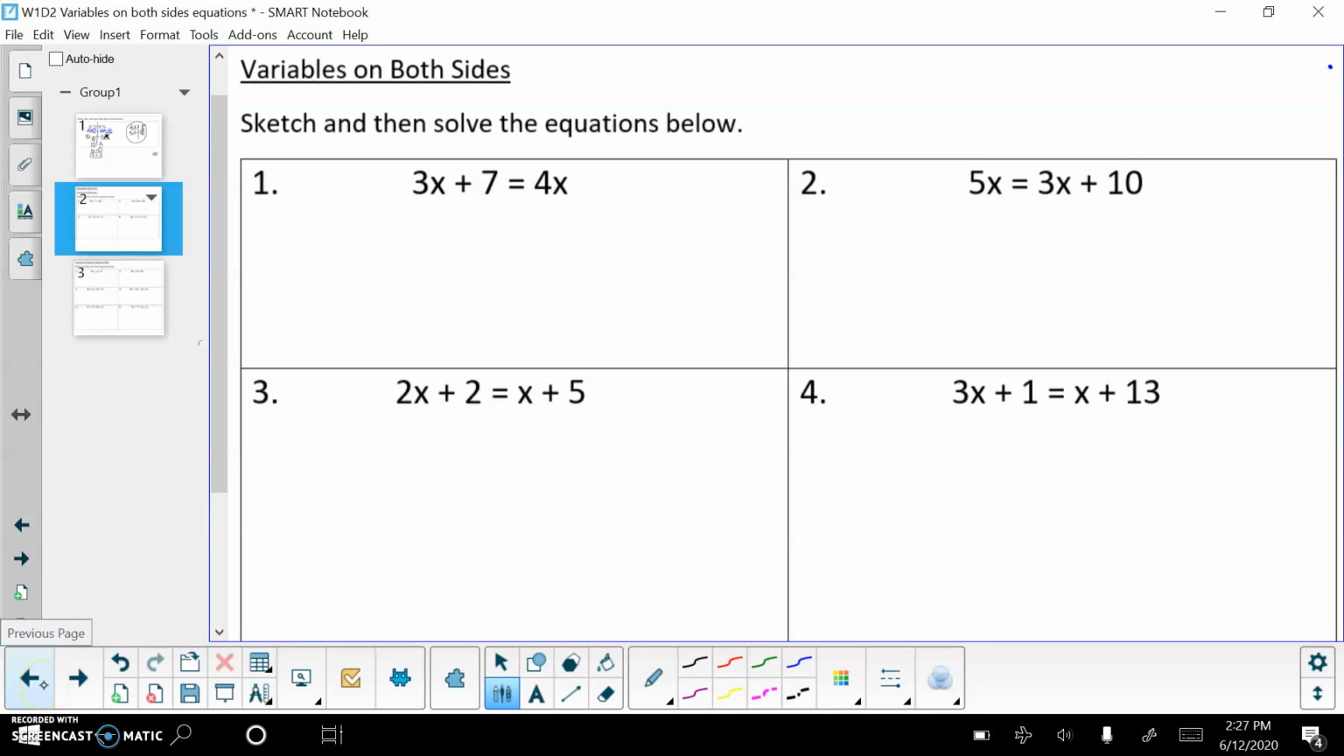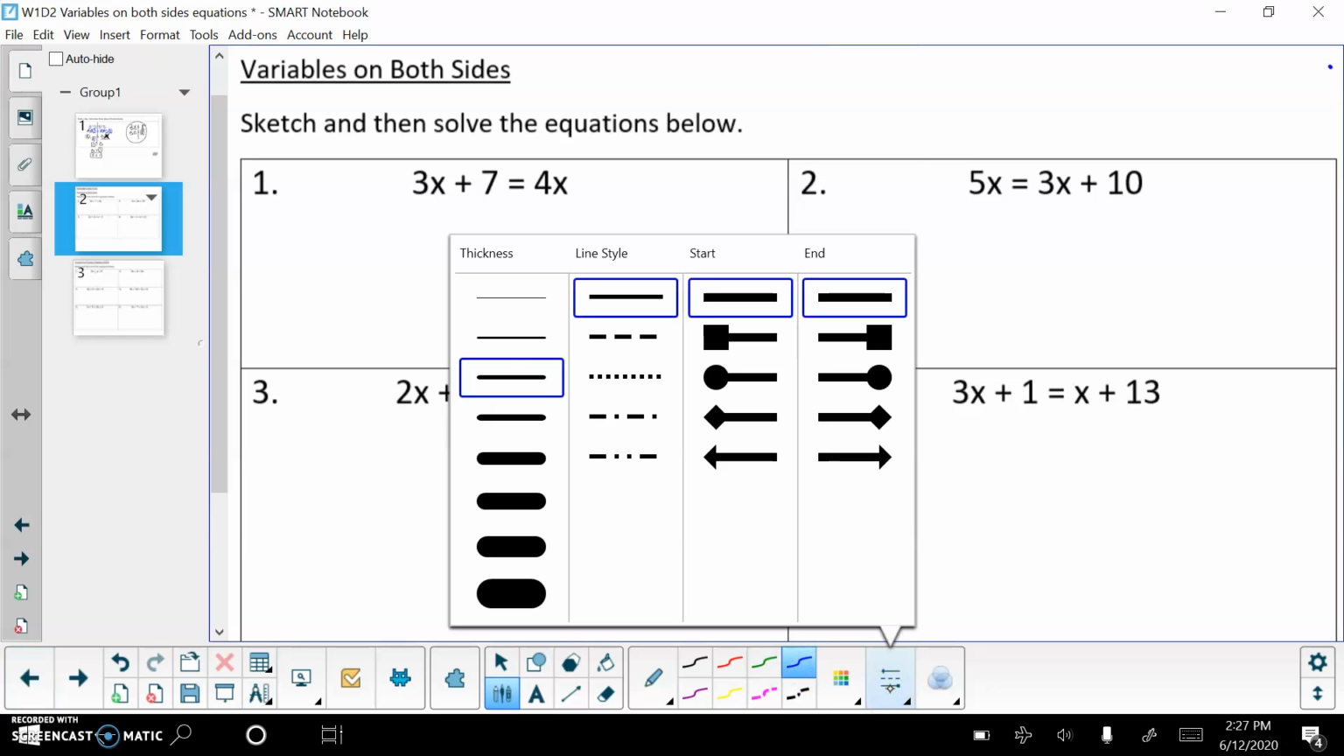Hello, this is our week 1, day 2 teaching video with solving equations using sketching. And the equations are going to have variables on both sides. So we're going to sketch them and then solve them. I'm going to do example 2 and then hopefully I'll have time also to do example 3.